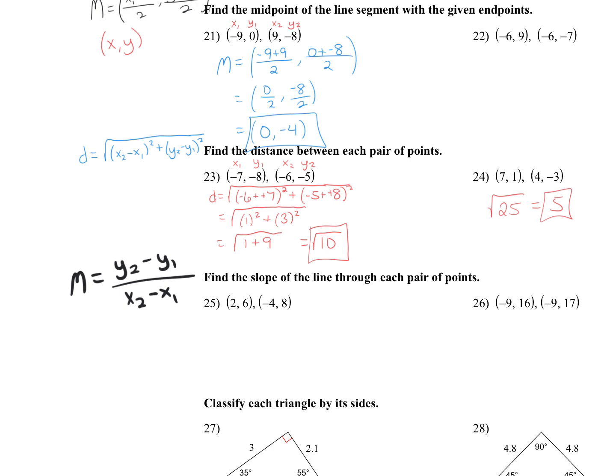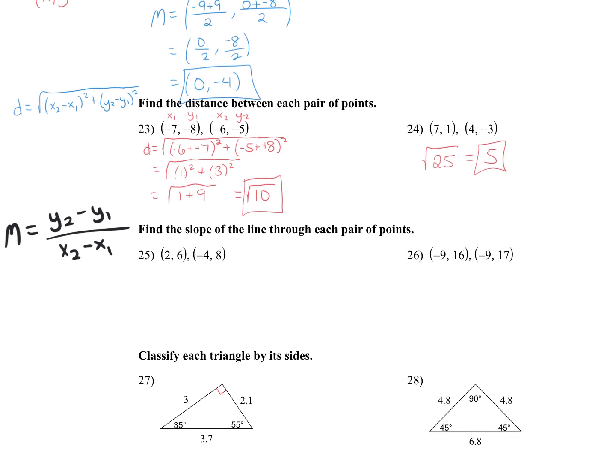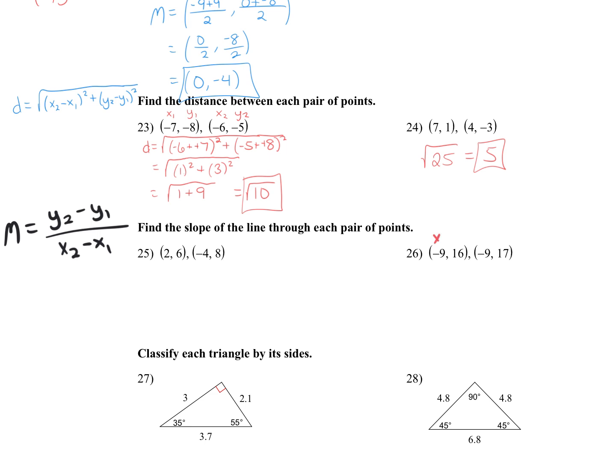I want to look at number 26 on this one. So we have x1, y1, x2, y2. So what is my y2? 17 minus 16 over negative 9 minus negative 9. Negative 9 minus a negative turns into addition. Yep. 17 minus 16, 1. Negative 9 plus 9, 0.